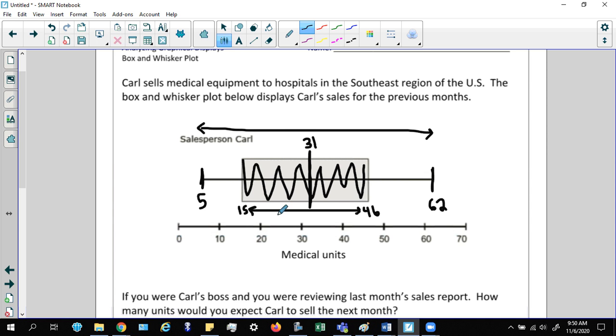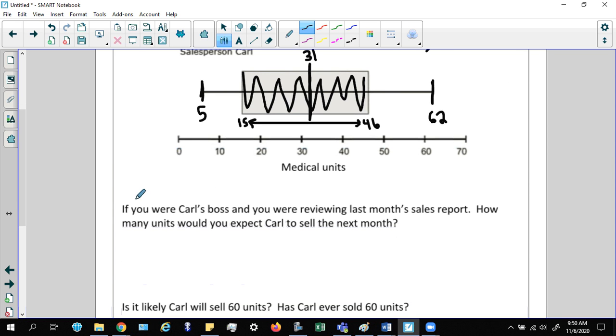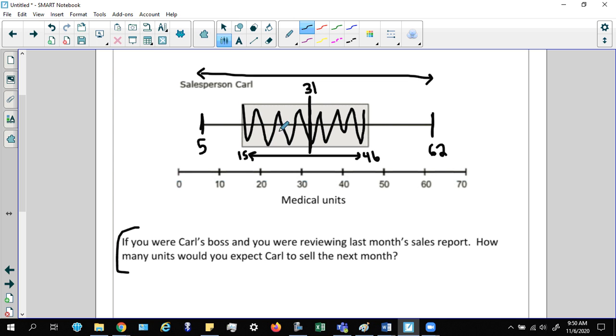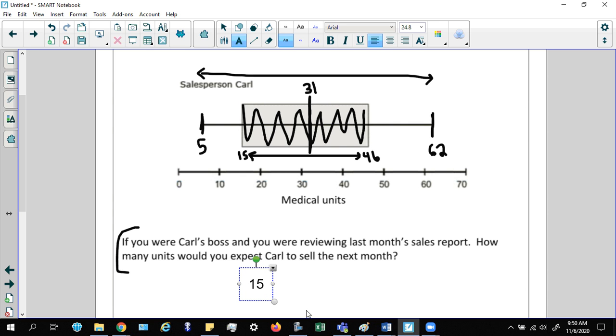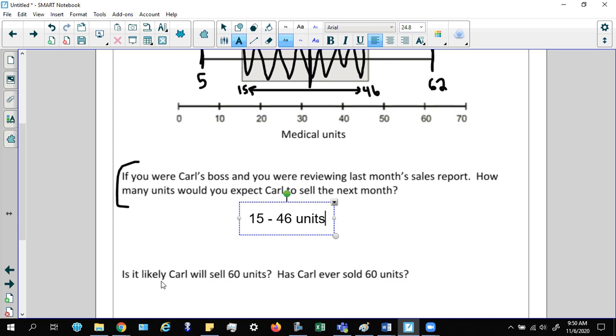All right, let's answer a couple of throwaway questions here. If you were Carl's boss and you were reviewing last month's sales report, how many units would you expect Carl to sell next month? Going back to where the box and whisker plot is the thickest or the fattest, so to speak, that's his sweet spot. Of course, answers would vary, but you would probably say 15 to 46 units.